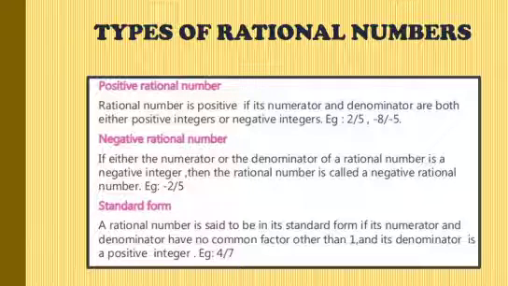Standard form of rational number: a rational number is said to be in its standard form if its numerator and denominator have no common factor other than 1 and its denominator is a positive integer. So for standard form, suppose your example is 4 by 7. We can't cancel out 4 by 7 further, so it comes under standard form, and the denominator also should be positive.